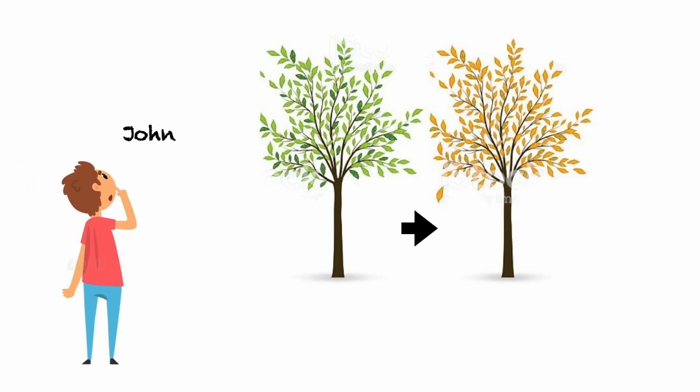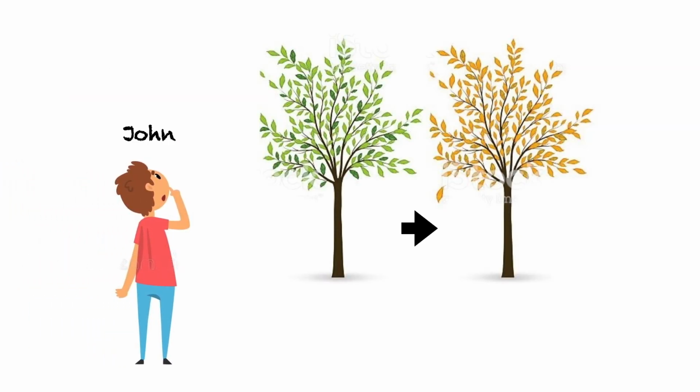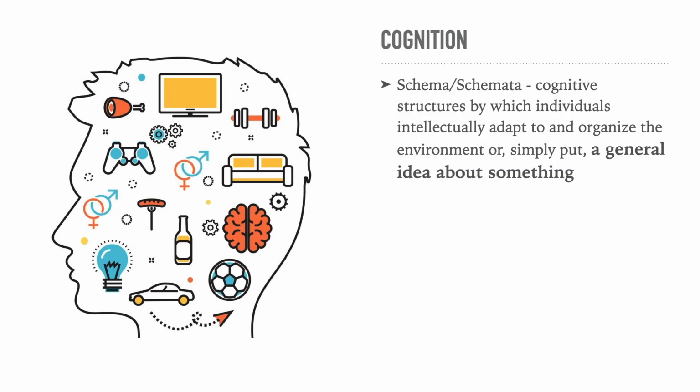Take John. He learns new things all the time in very natural ways. For example, he has noticed that the leaves on the trees in his backyard change color and fall off in the autumn. Just by looking around, he's learned something new about trees in the fall season. John has learned that the leaves change color in the fall, which helps him understand that when the leaves are bright orange, it's fall. Simply put, a schema is a general idea about something. For example, when John understands that leaves change color in the fall, he has a schema about leaves and fall.